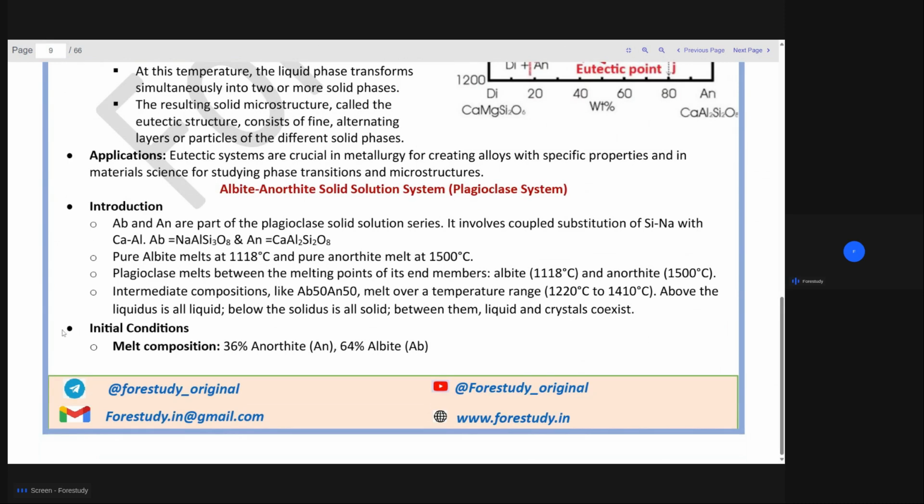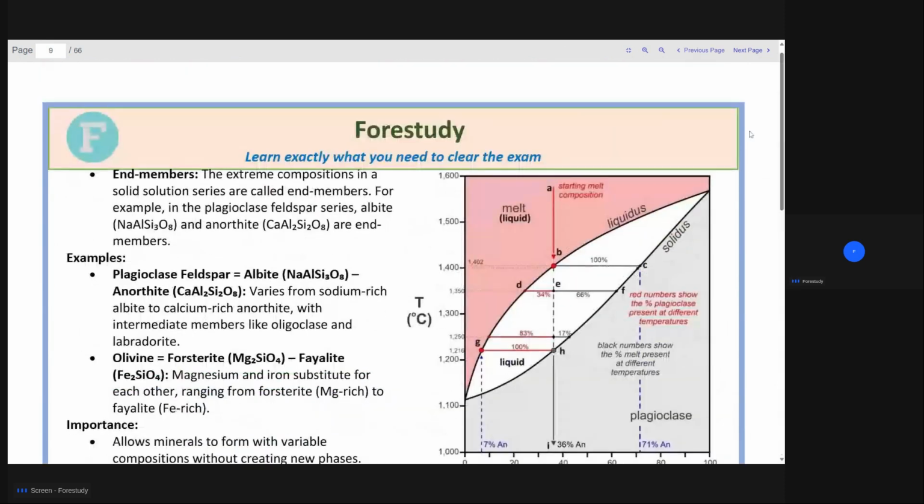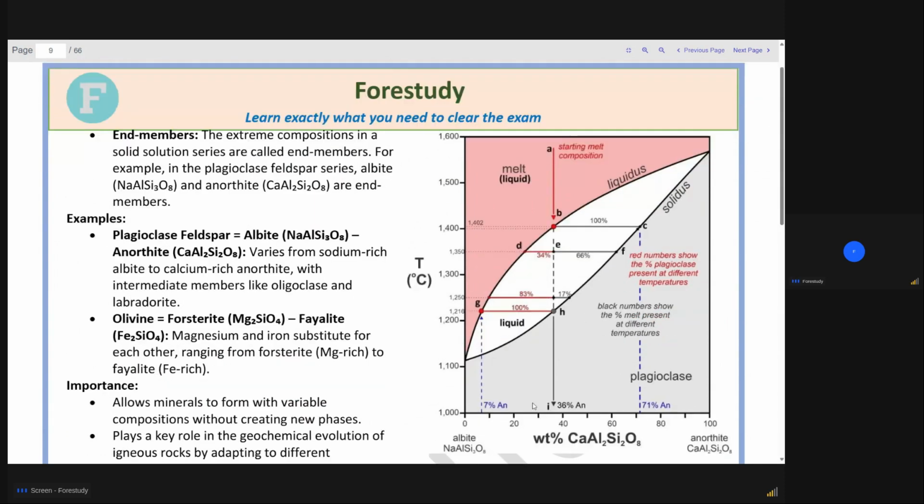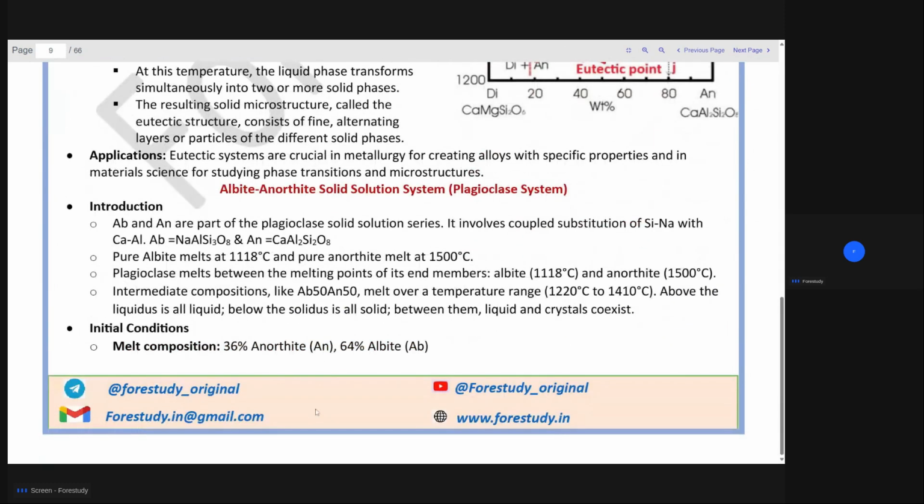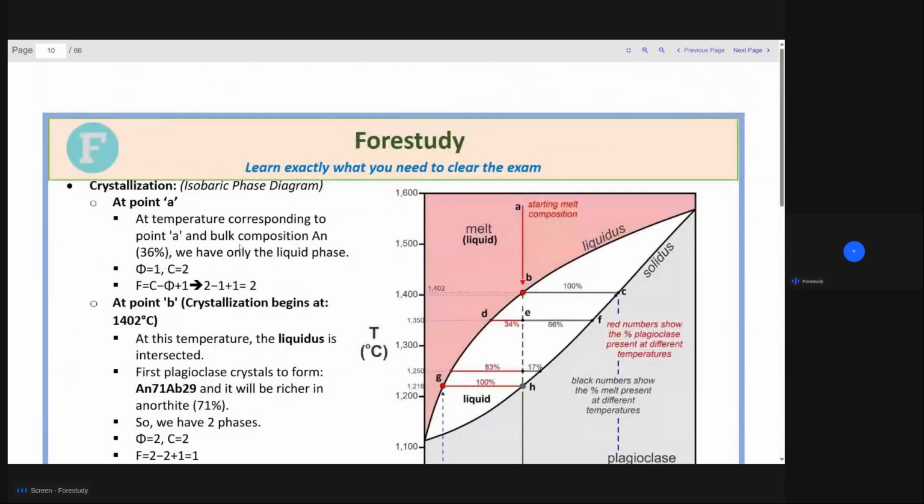So initial condition: melt composition is 36% anorthite and 64% albite. Say we take a composition A, we take a melt A, listen carefully, of said composition, say anorthite 36% and its complement albite 64%. Now what will happen? Crystallization.